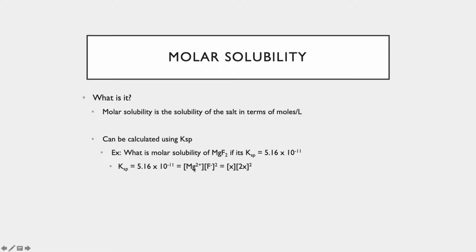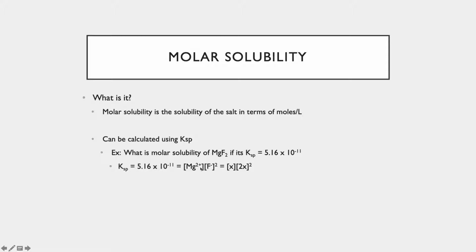So really the concentration of magnesium 2 plus is the molar solubility in this case. But for the fluoride, for every 1 magnesium fluoride that breaks apart, we're actually going to get 2 fluorides. So the concentration of fluoride itself is actually 2 times the concentration of our molar solubility. Because again, molar solubility is the moles of the ionic solid that are dissociating, and for every ionic solid here that dissociates, we're getting 2 fluorides. So the fluoride concentration is 2 times that molar solubility.